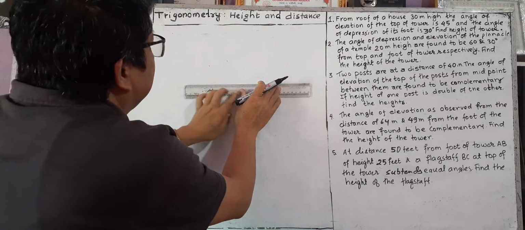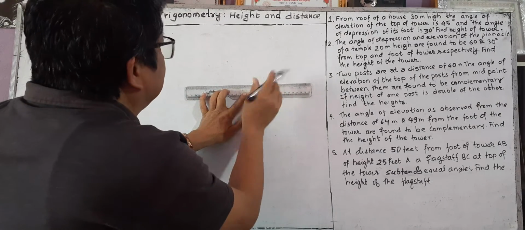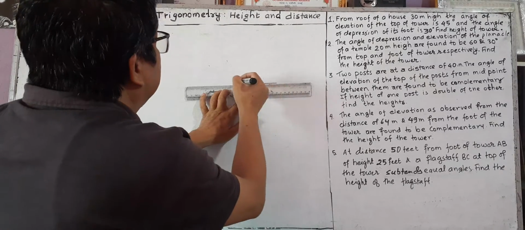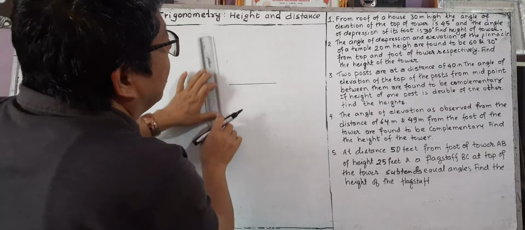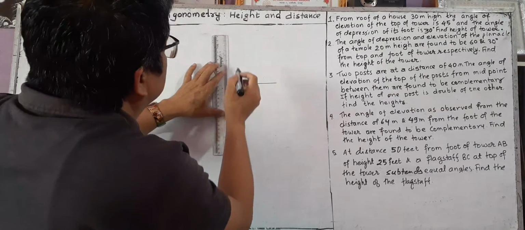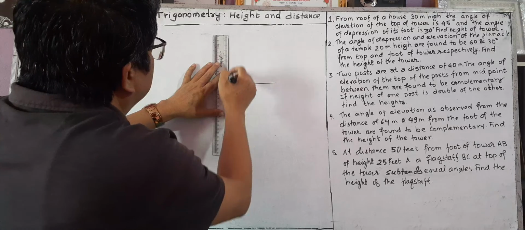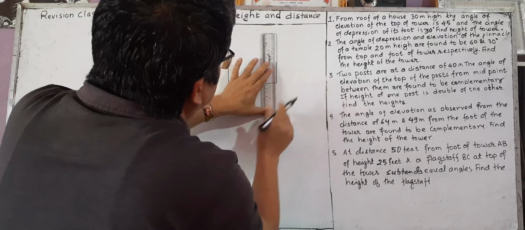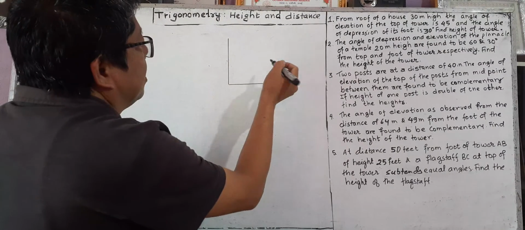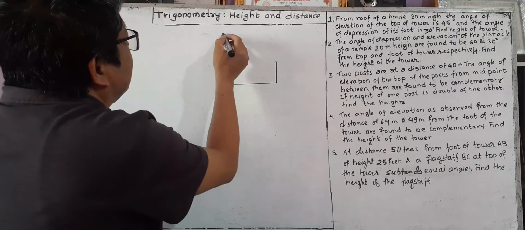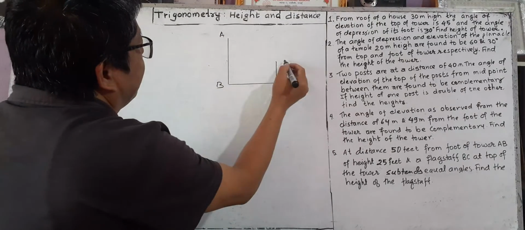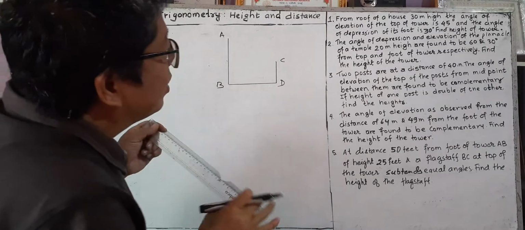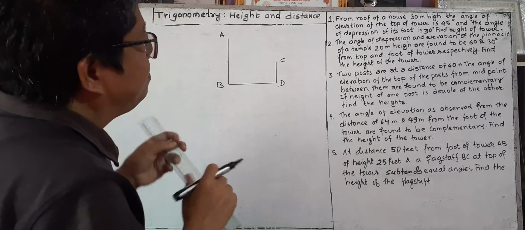First we have to draw a baseline, that is the ground level. Then the first is the tower, and another is the temple, and this is the pinnacle of the temple. Say AB is the height of the tower, CD is the temple, and C is the pinnacle of the temple. Now, what we have given.